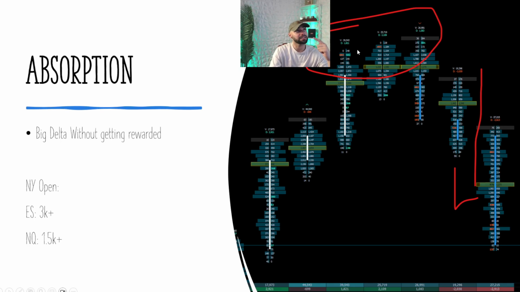Big difference here. Three candles with positive delta, and the market does not move up. Then you get negative 2,000 delta, moves down. Negative 2,000 delta, moves down. So you see sellers get rewarded versus buyers not getting rewarded and getting absorbed.